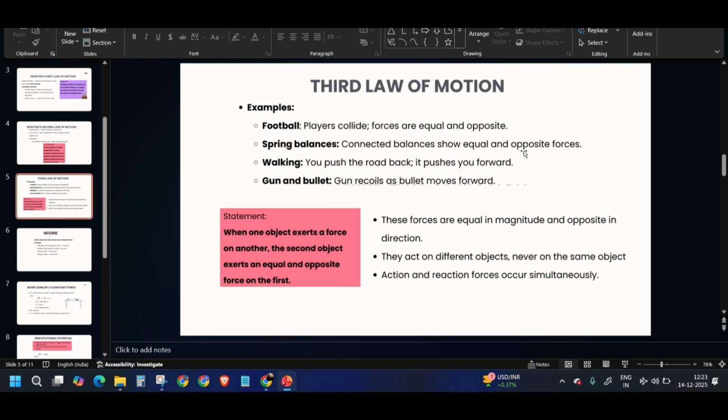Here the forces are equal in magnitude and opposite in direction. They act on different objects, but never on the same object. So the third law says that every action has an equal and opposite reaction.